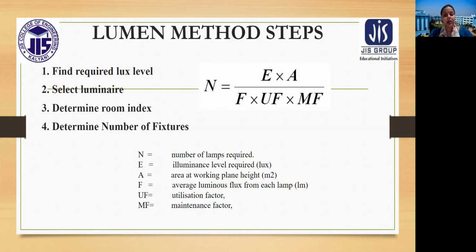Now, what is capital N? It's the number of lamps required to design the particular room. E is the illuminance level required, the unit is lux. A is the area at working plane height, length into breadth. F is the average luminous flux from each lamp, the unit is lumen. UF is the utilization factor, which we have studied earlier, and MF is the maintenance factor or depreciation factor. So lumen method: N equals E into A divided by F into UF into MF.